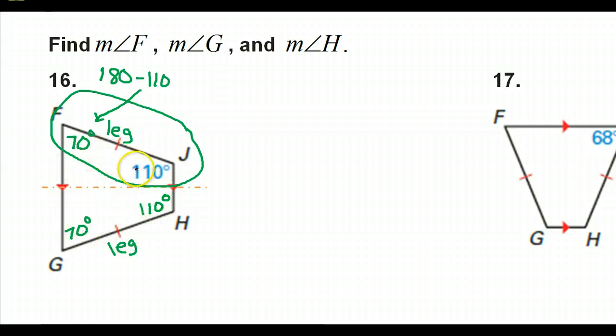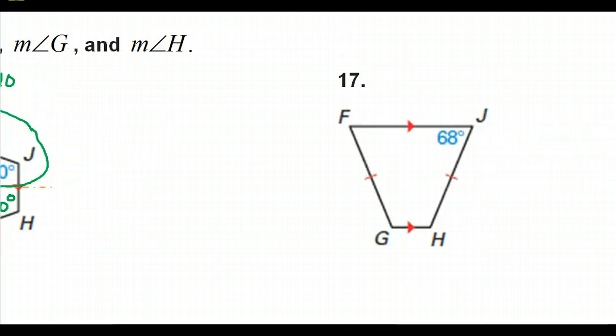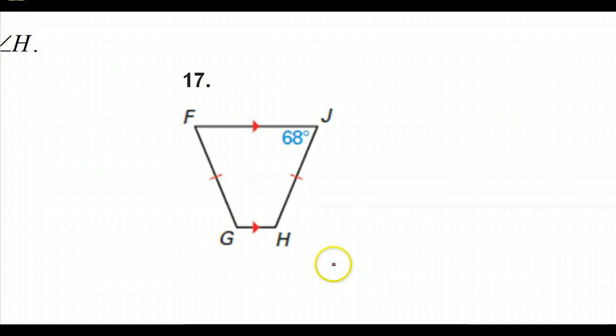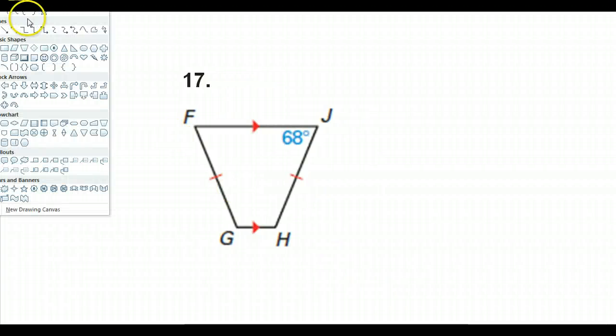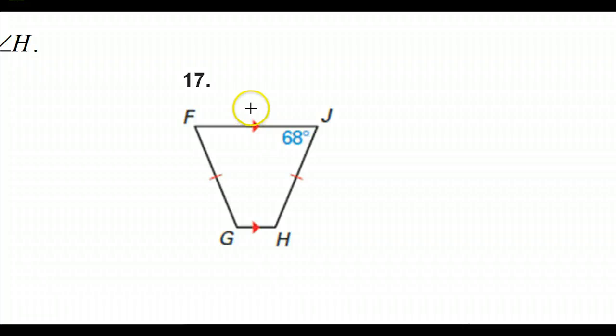Remember, I could check my work. If you add up these four angles, you should get 360, because the sum of the angles in any quadrilateral should be 360. So you should check it out when you get the chance. We're going to do the same exact thing up in this area right here. There's my line of symmetry.